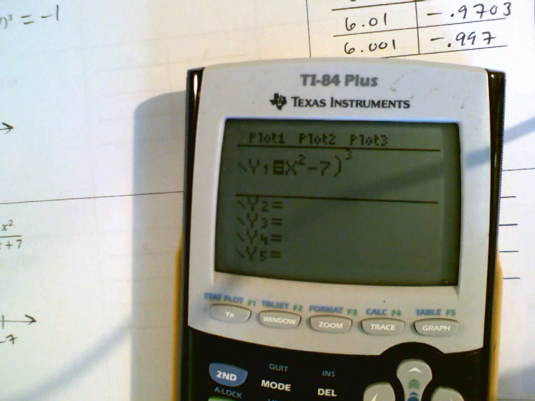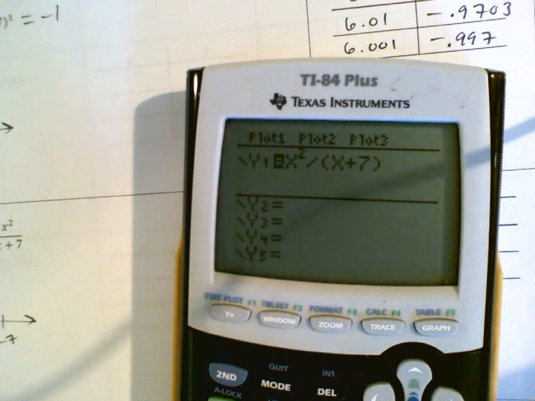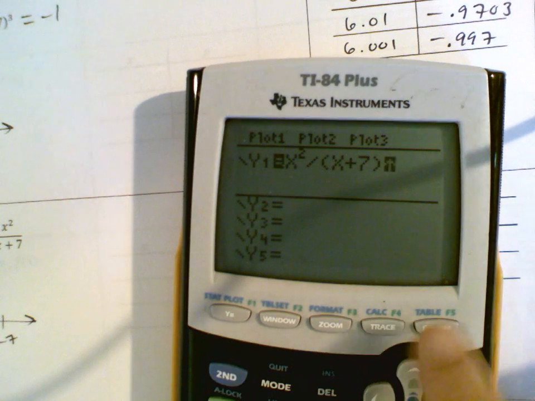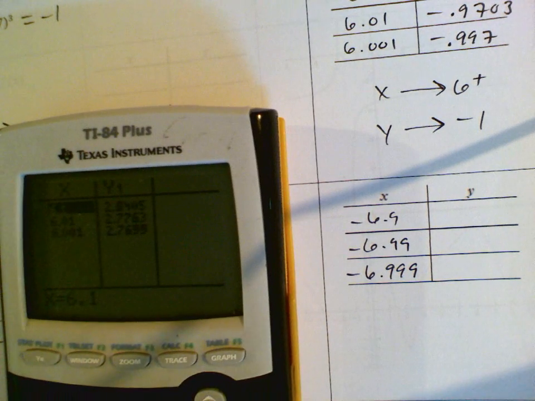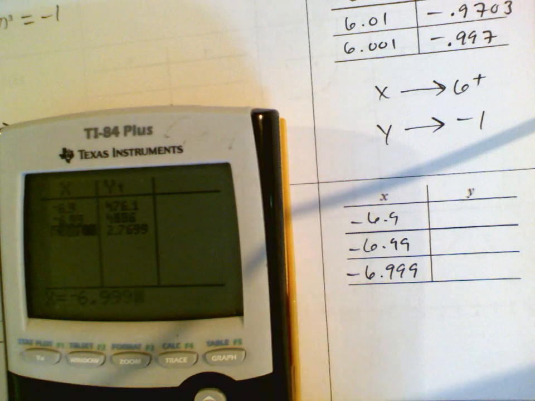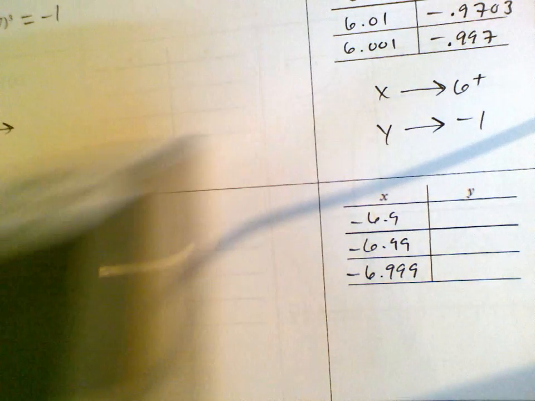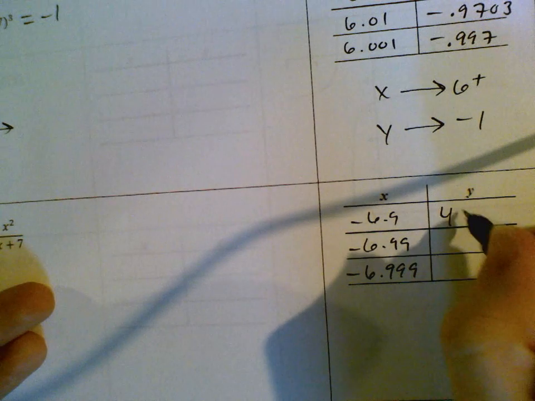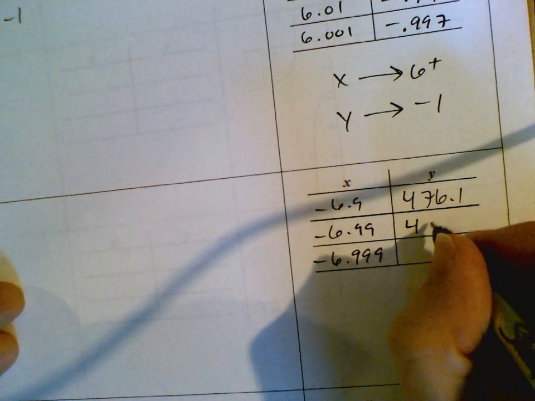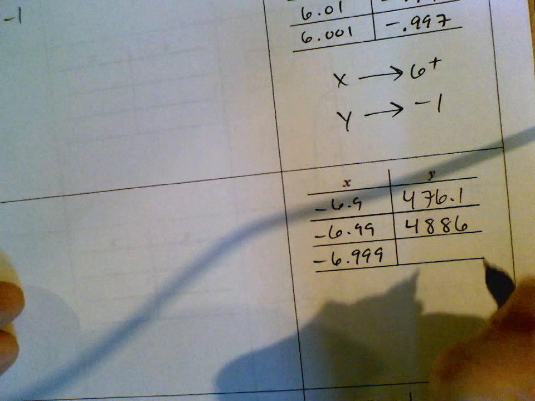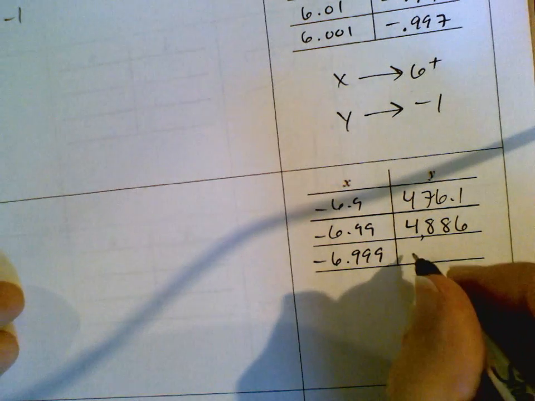X squared divided by x plus 7 in parentheses. Whoopsie, I don't want that to the third. Hopefully that is okay. Then I go to my table. It's already set to ask for the input, so I'm just going to type those in: negative 6.9, negative 6.99, negative 6.999. I'm going to record these numbers. I've got 476.1. I've got 4,886. So I already jumped pretty high.